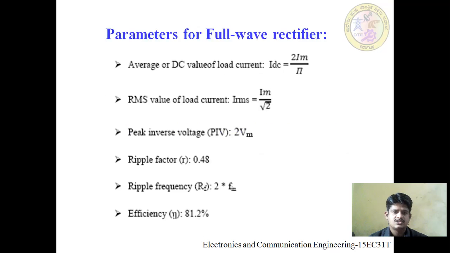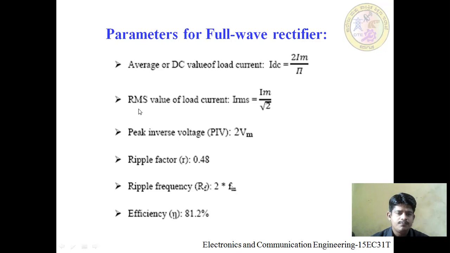Okay, move to the next topic, that is the parameters of full wave rectifiers. Just now we have seen the parameters for half wave rectifier. Now we are dealing with the parameters of full wave rectifier. So here, the average or DC value of load current is given as IDC equal to 2 Im by pi. What is meant by Im? Im means the maximum current.